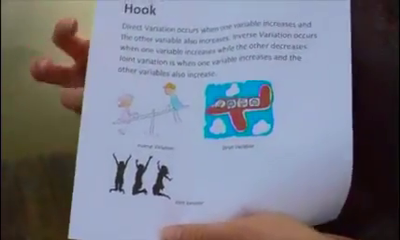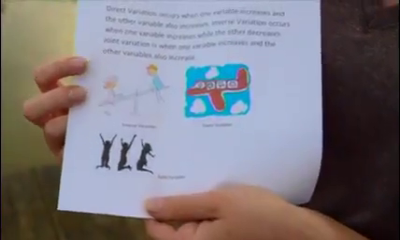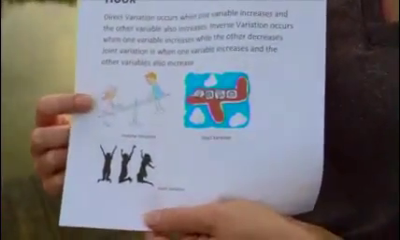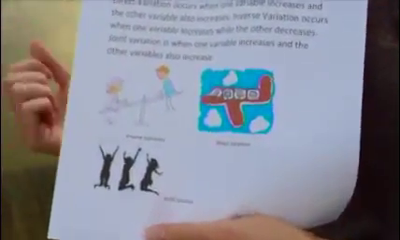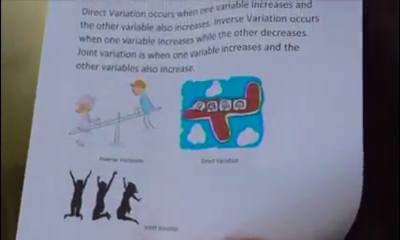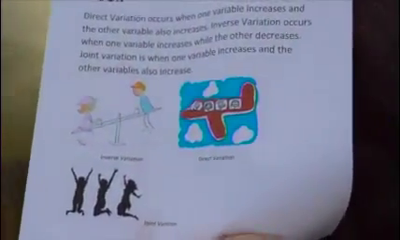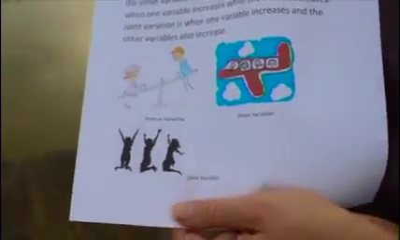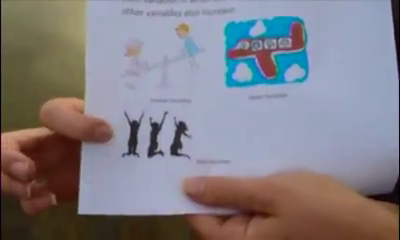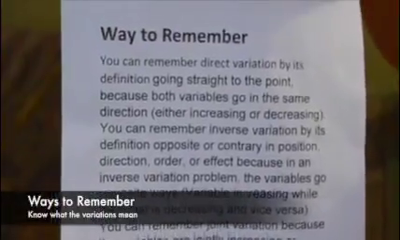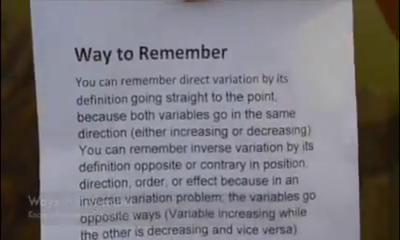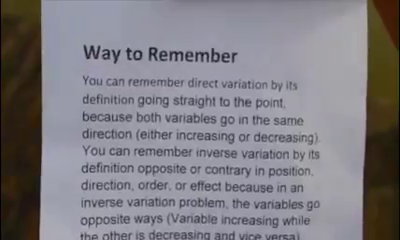Along with the hook, we have pictures explaining each variation. For inverse, we have a seesaw because one person is down while the other is up. We have direct variation because the plane is up as well as the passengers, and then joint variation is when 3 people are up.